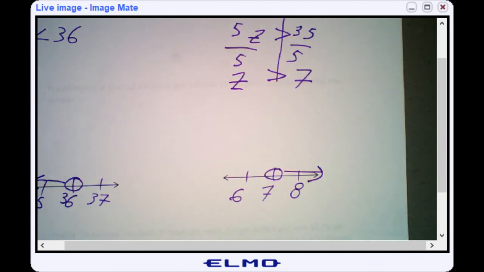That means this time my solutions are 8, 9, 105, 7.00001. Anything bigger than 7. 7 is not a solution because it's not equal to. 6 is not a solution. 0 is not a solution. Negative 1,000 is not a solution.